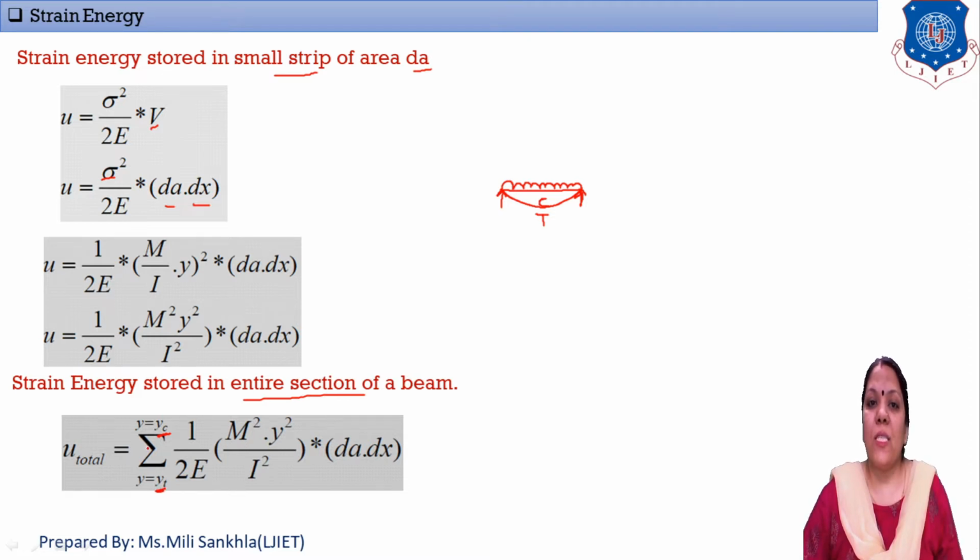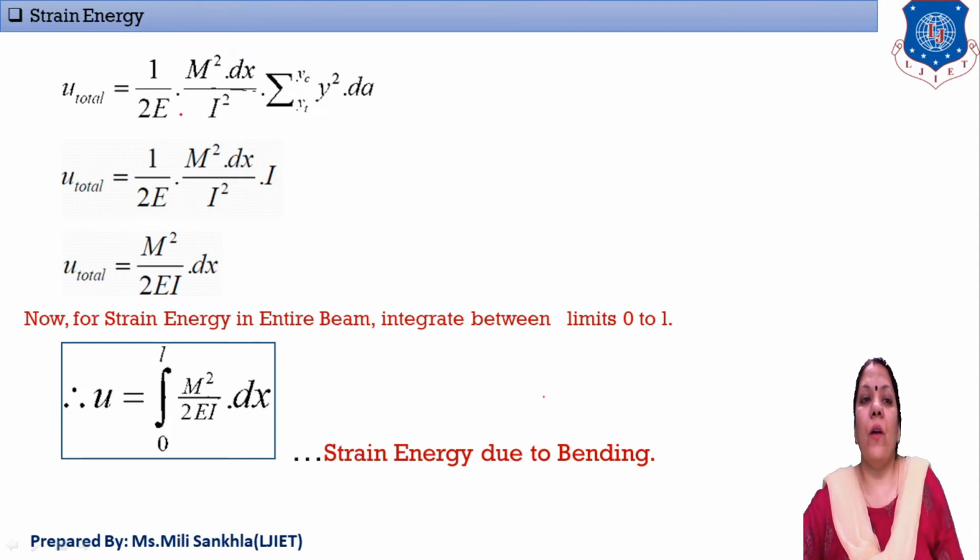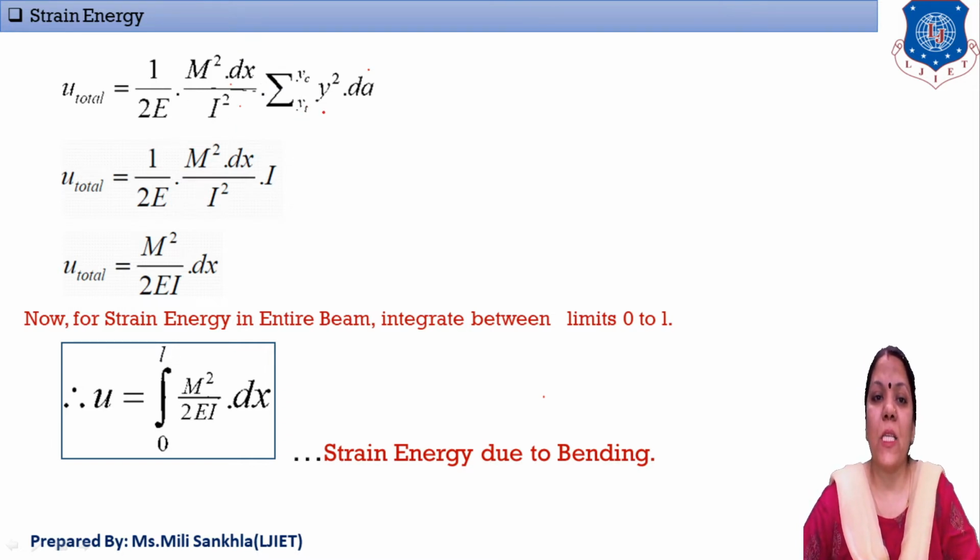So y is equal to yc according to this deflection, and y is equal to yt at the bottom, and 1 by 2E, M square y square divided by I square into dA into dx. Okay, clear? Now next, U total, that means here we find our total strain energy: 1 by 2E, M square divided by I square, and dx, integrated from yc to yt, y square into dA. Common this term, separate out this term, and in the bracket the remaining term is y square into dA. What is y square into dA?